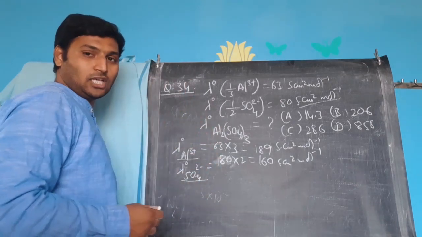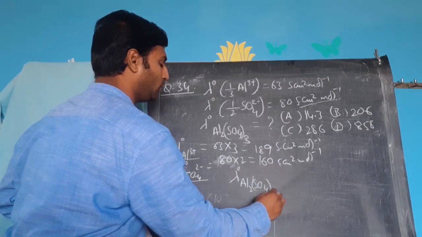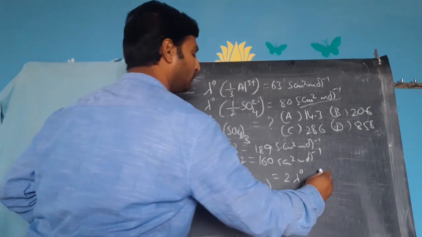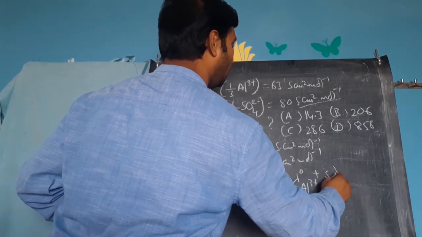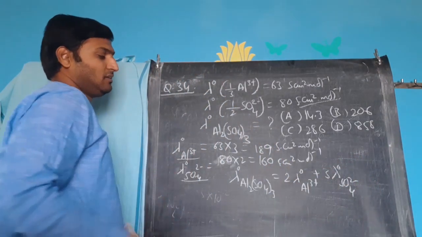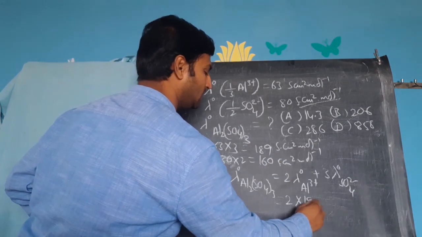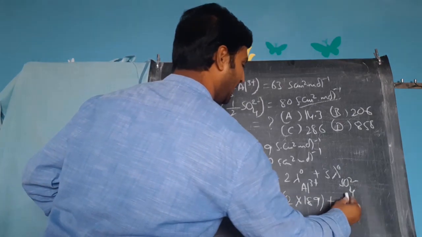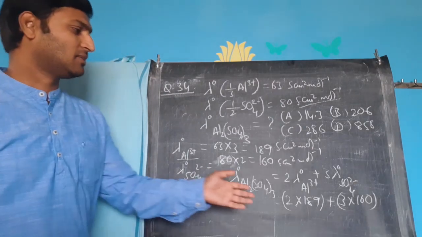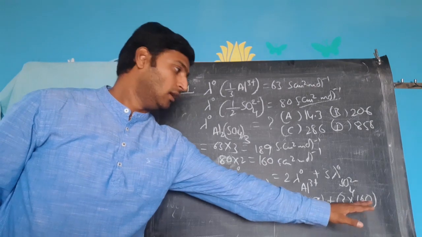Now use Kohlrausch law. According to Kohlrausch law, lambda naught of aluminum sulfate, Al2(SO4)3, is equal to 2 into lambda naught of aluminum plus 3 into lambda naught of sulfate. Now you have everything there, substituted. So 2 into 189 plus 3 into 160. See, please observe here, 160 threes itself is 480.